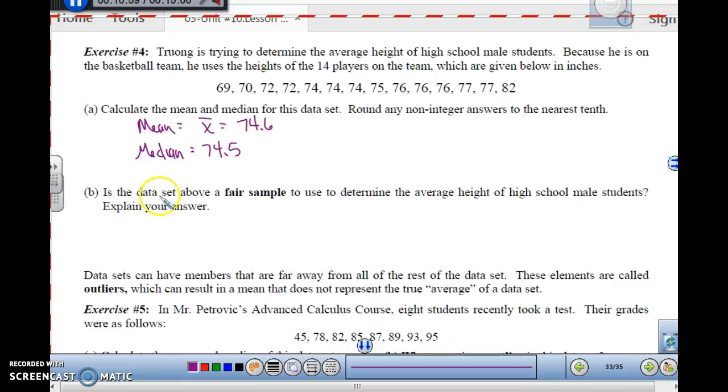All right, now, is the data set a fair sample to use for the average height of high school male students? All right, now who did he use? Well, he used the basketball team. So is that a good sample of average height? No, because basketball players tend to be taller. So that would not be a fair sample. Now, if he'd stood outside the cafeteria maybe and measured heights, that might have been a little better because everybody uses the cafeteria. So basketball players tend to be taller than average. So that is not a fair sample.